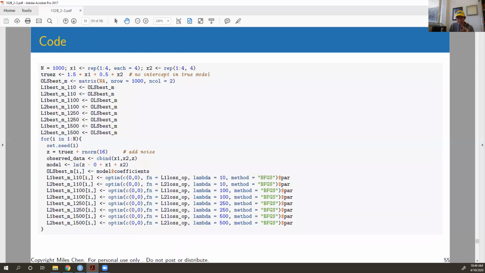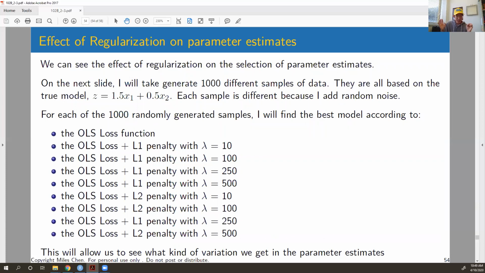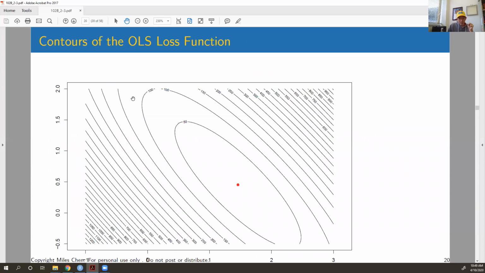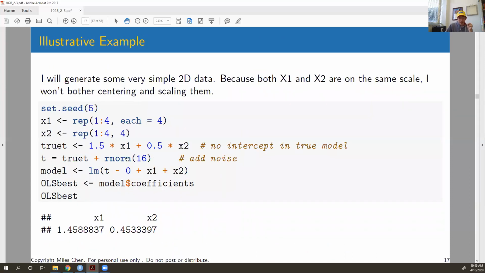I'm going to show a bunch of dots here, okay? So what I've done is I fit 1,000 different samples based on the same model. Remember, all the way back here, when I generated this data, I added random noise. And so here, these estimates, 1.458 and 0.453, are based on this observed data between x1, x2, and T, which has random noise. So if I generated a new set of data, I would get different random noise, and I would get different coefficients.